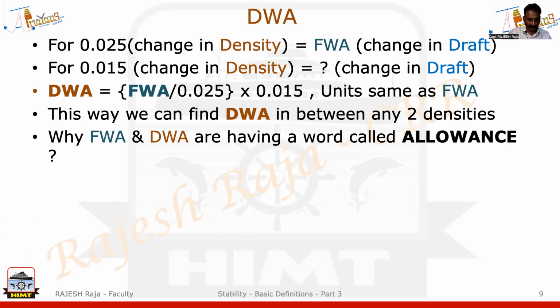A quick question for you. Why, in the definitions of freshwater allowance and dock water allowance, do we have the word allowance? What do you mean by that? Very simple: the meaning of allowance is something extra. That is what allowance is. So what are we going to do with this extra?